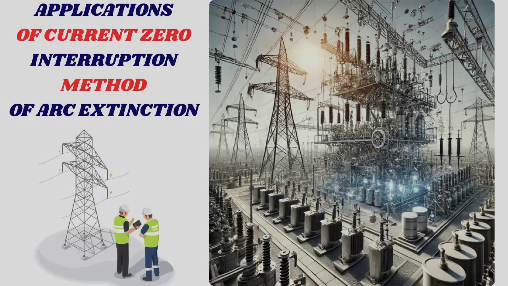Now, let us see where this current zero interruption method can find its applications. This method is widely used in various applications. This includes 1. AC circuit breakers. The current zero interruption method is commonly used in AC circuit breakers, where the current zero crossing point occurs naturally. 2. Power system protection.